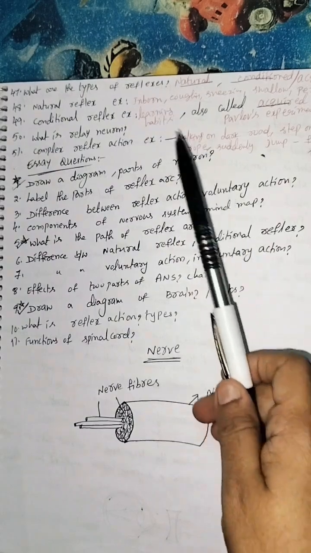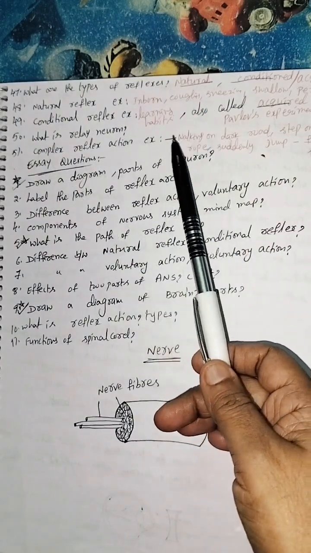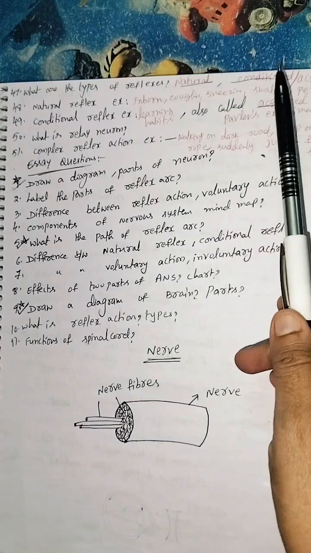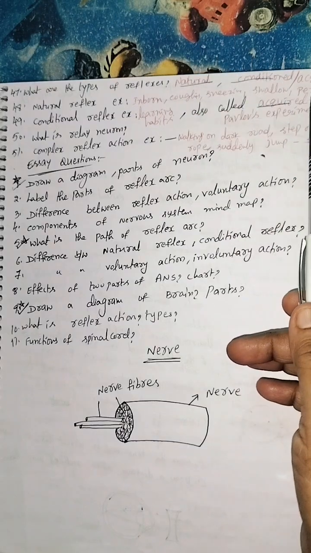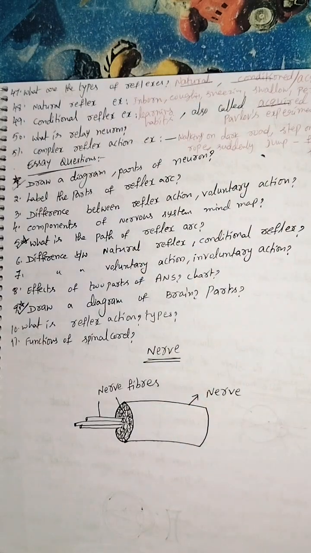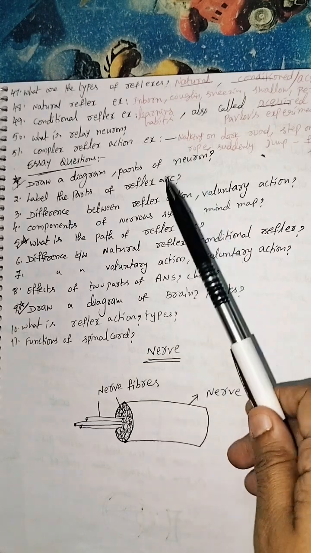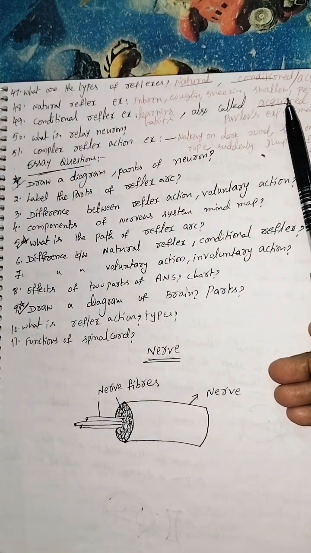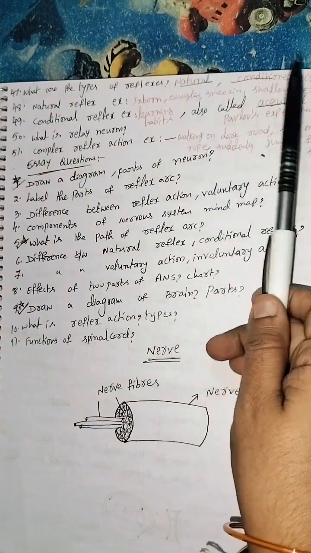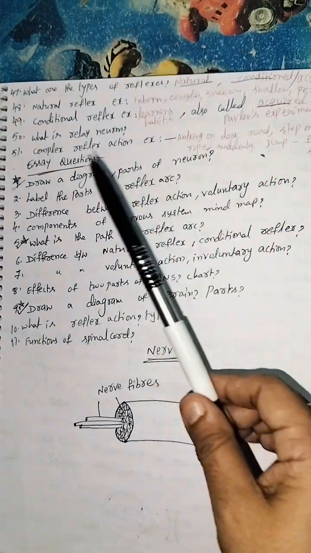What are the types of reflexes? There are two types: natural reflex and conditioned reflex. Conditioned reflex is also called acquired reflex. What is the meaning of natural reflex? It is inborn. For example, coughing, sneezing, swallowing, peristalsis. These functions are called natural reflex.